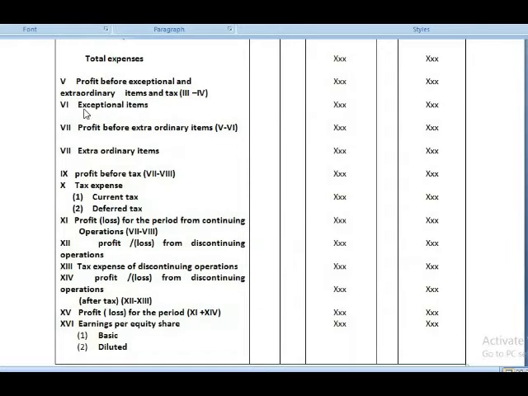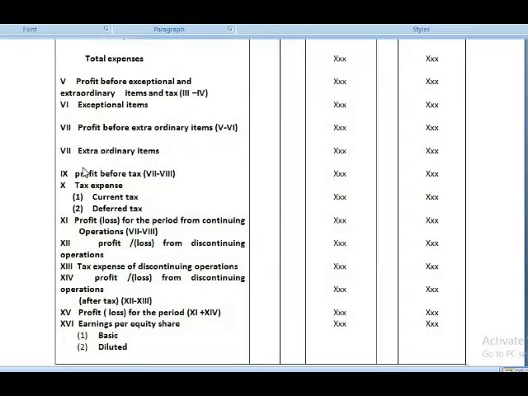The next item is profit before extraordinary items. The profit before extraordinary items is calculated through profit before exceptional and extraordinary items and tax minus exceptional items. We get profit before extraordinary items. The next item is extraordinary items. Then the ninth item is profit before tax. The profit before tax can be calculated by profit before extraordinary items minus extraordinary items.